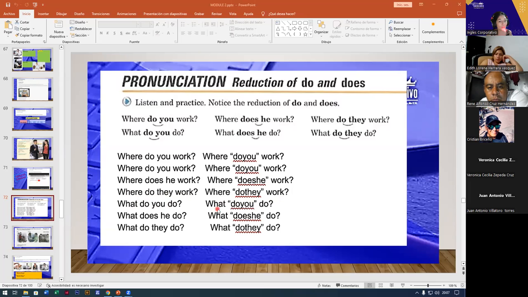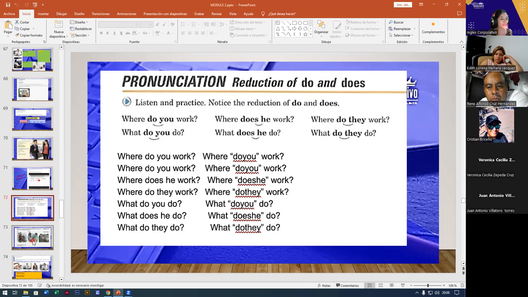What do you do? So it sounds like R, suena como la R y la O, right? What does he do? What do they do? So it's faster, very fast. When people are speaking very fast and natural, they make two words like one. Suena como dos palabras en una, right? And it sounds more fluent here.